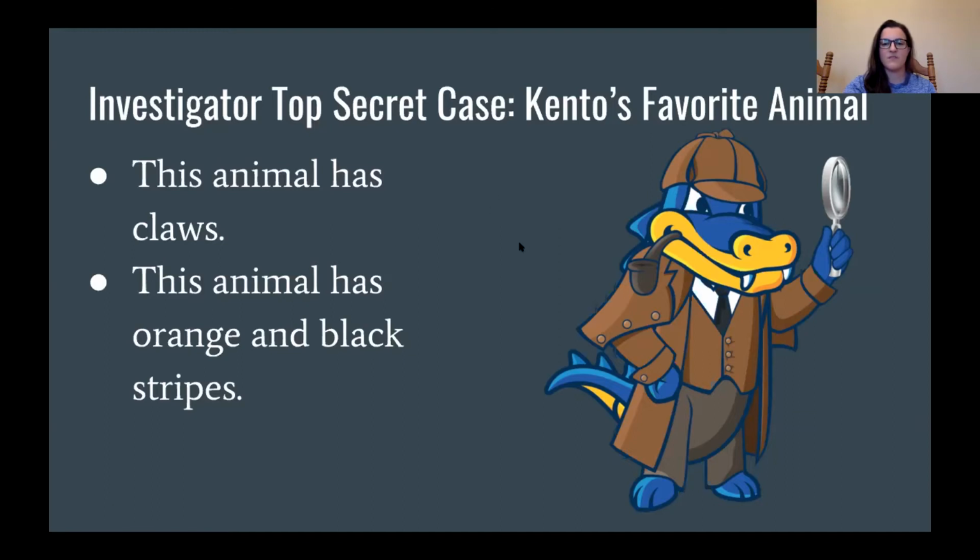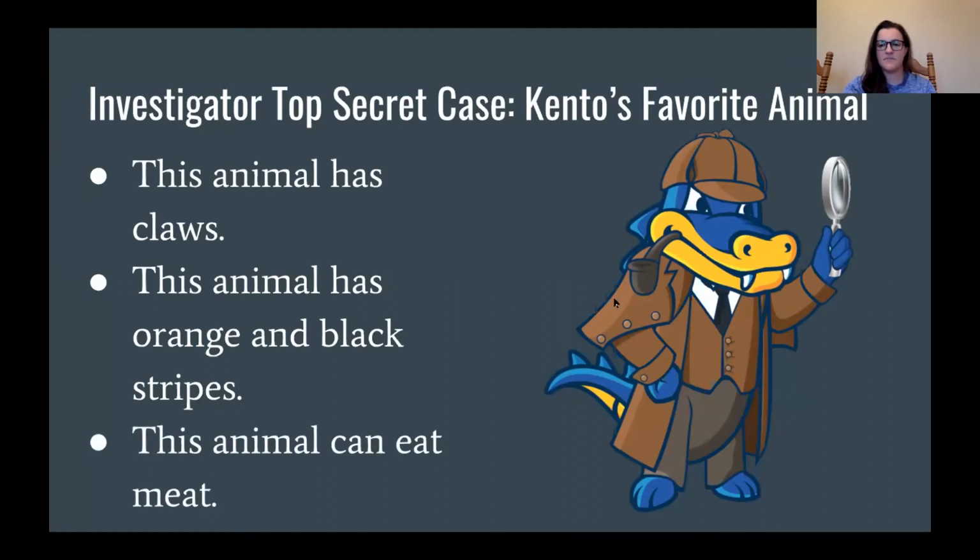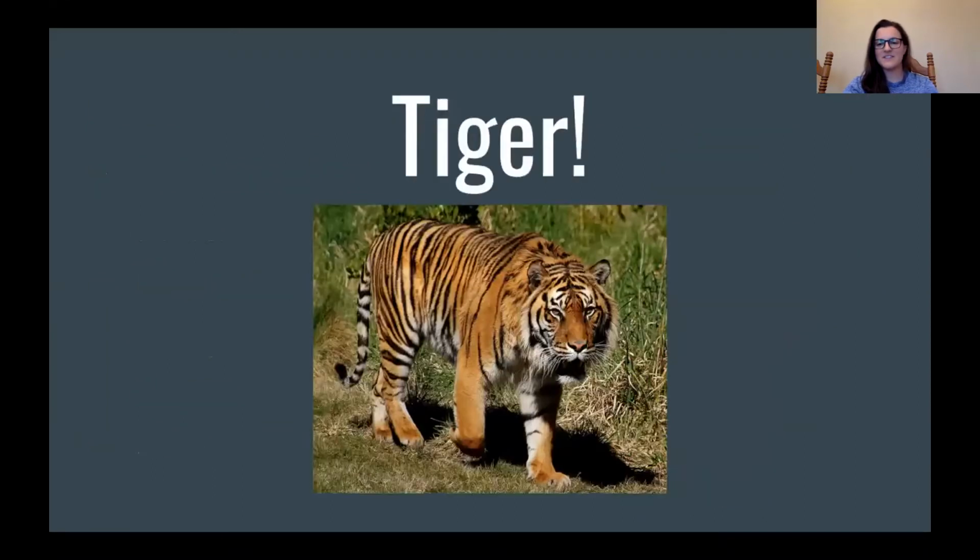And we have one final clue: this animal can eat meat. So what has claws, orange and black stripes, and can eat meat? Many of you guessed it. It is a tiger. And there's a picture here of a big, ferocious tiger walking with their orange and black stripes. Jungle tiger, exactly. Thank you.